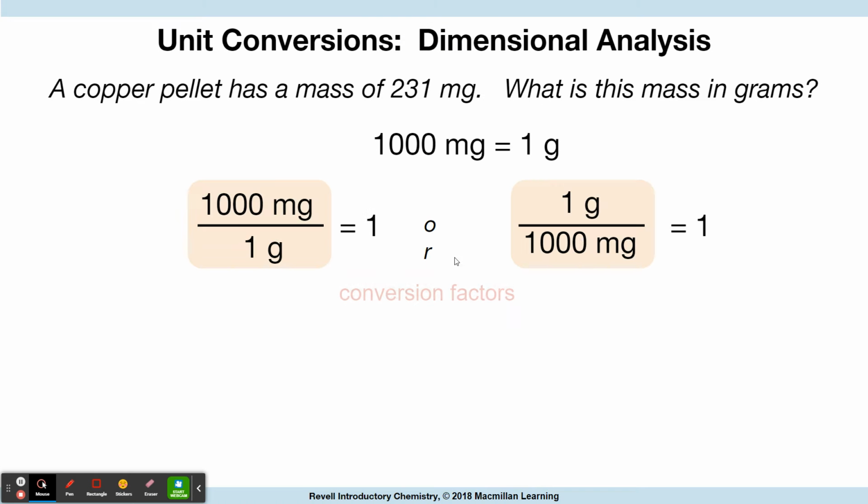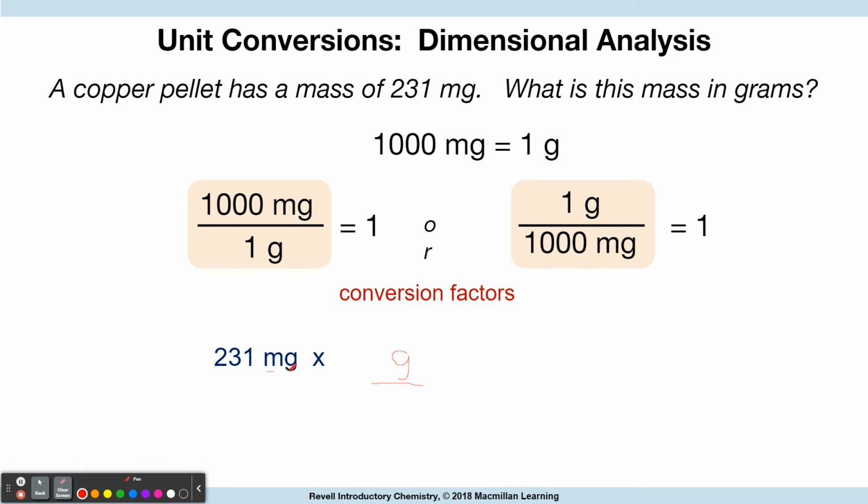So here are your conversion factors. So you start off with your given. Remember, you put the unit you wanted to convert to on top. So I'm looking for grams. So grams would go on the top. Milligrams. So because I want grams, that will always go on top.